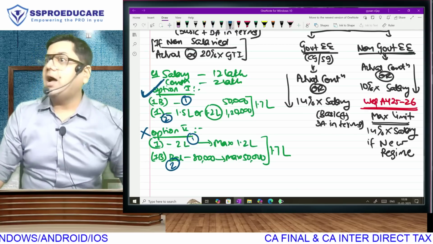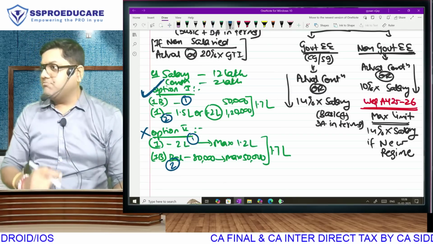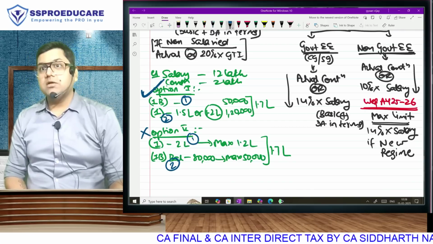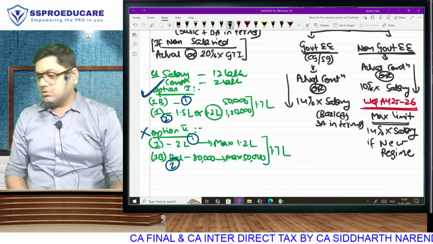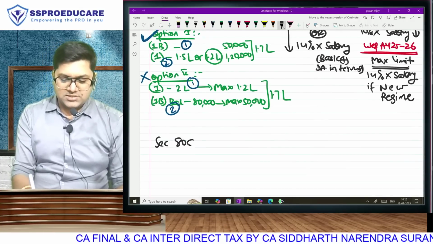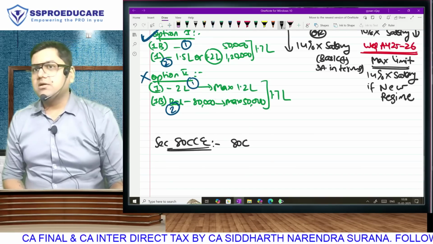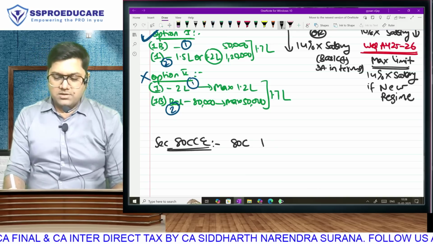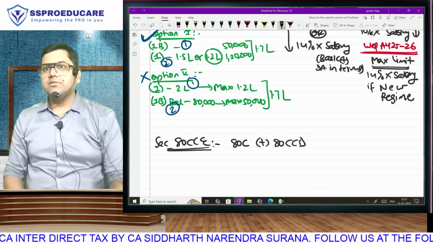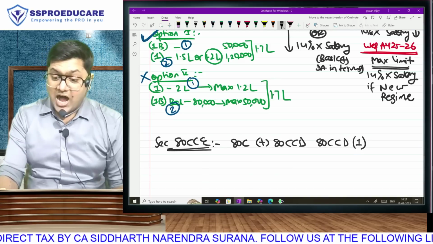And randomly, I concluded by saying give preference to subsection 1B first. Option 1. So I have to give a reason. Sir, why 1B first? There has to be some reason. Everyone is with me? The reason is hidden in section 80 CCE, which says: are you taking your deduction under 80C? Yes. Are you taking your deduction under 80 CCD? Say yes.